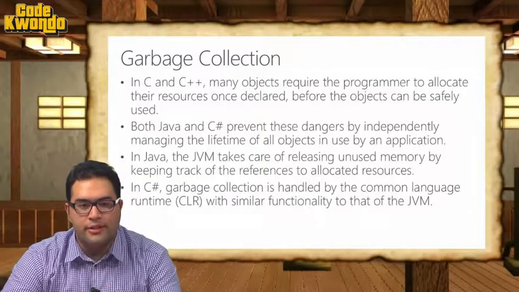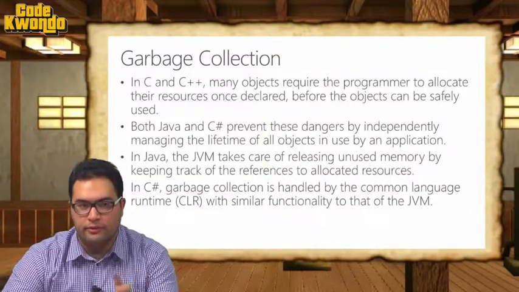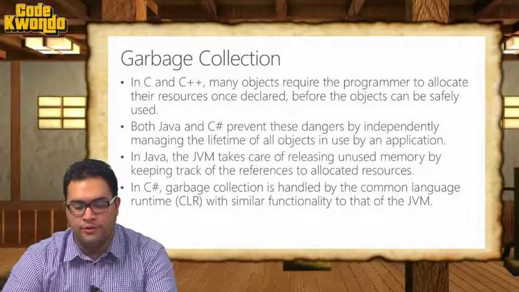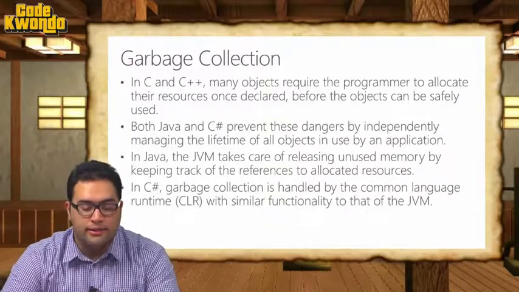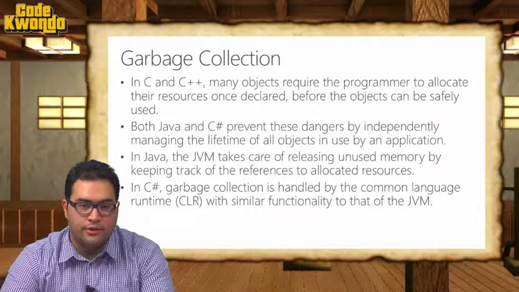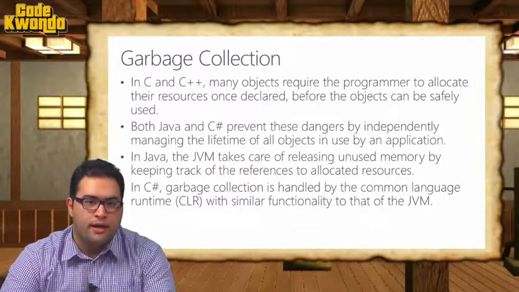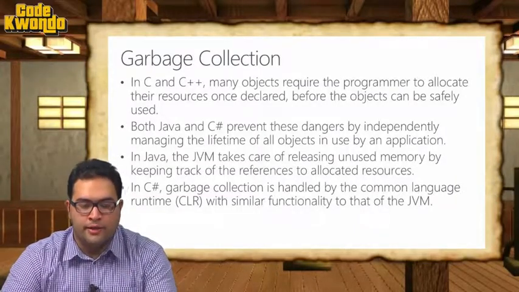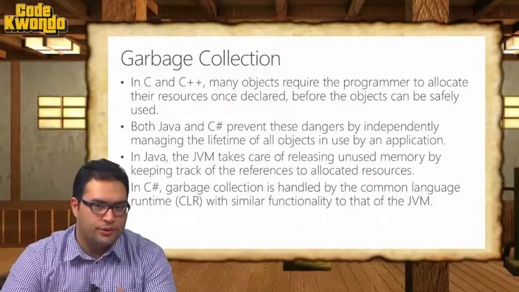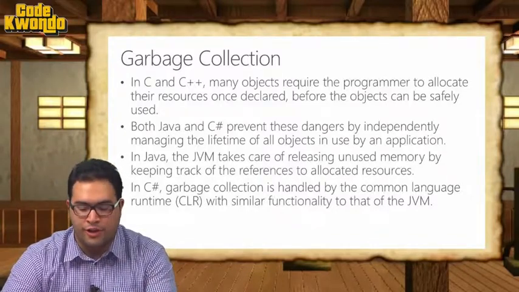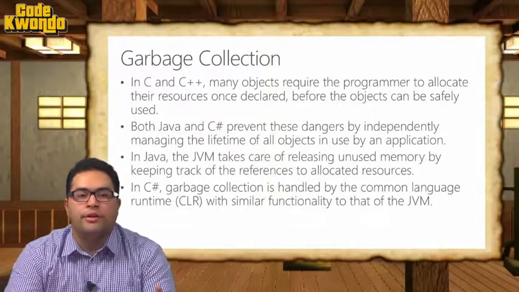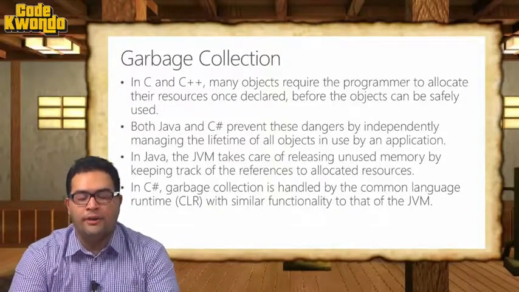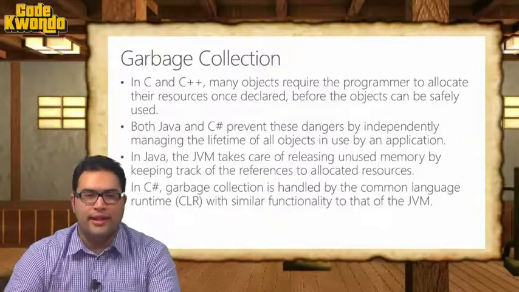So in Java, the JVM takes care of that, and it will release all unused memory, and it will keep track of the references as well. In C#, the garbage collection is handled by the CLR. The CLR is the runtime that provides the .NET classes to your C# application. It's very similar to the JVM. So if you're coming from the native Java Android background, you'll notice it's almost the exact same thing.